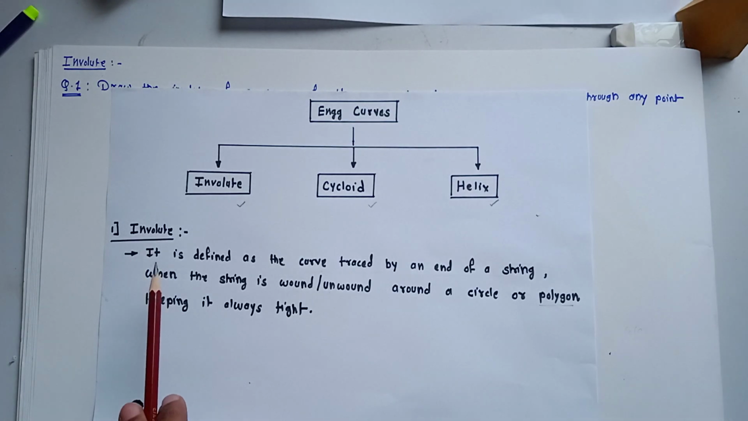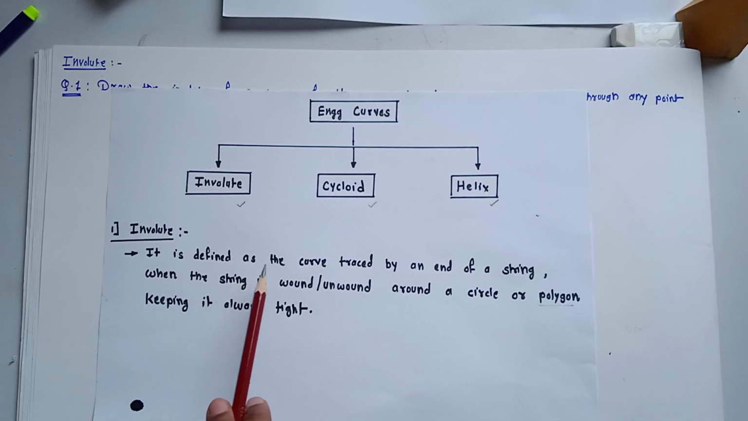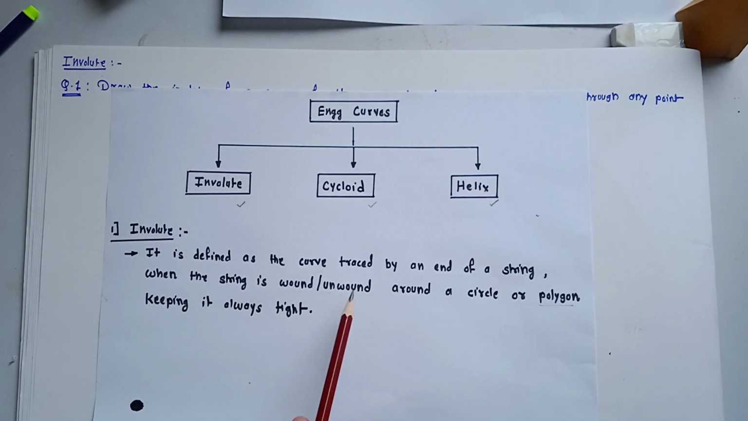The definition is, it is defined as the curve traced by an end of a string when the string is wound or unwound around a circle or a polygon, keeping the string always tight. So let us see the physical process of how the involute curve is generated by the end point of a string.